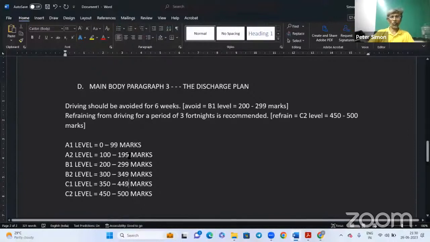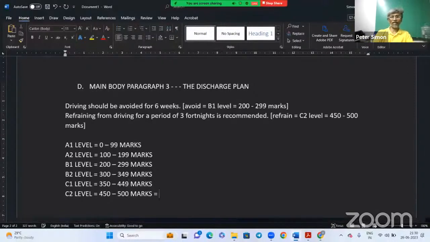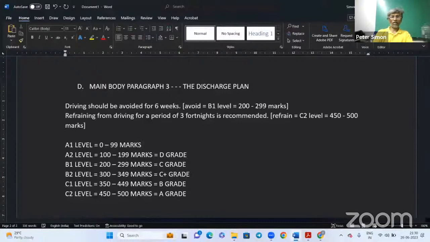So these grades in OET, let us take these grades in OET. This is equal to what grade? A grade in OET. This is equal to B grade in OET. This is equal to C plus grade in OET. This is how your marks you will get. This is equal to C grade in OET. And this is equal to D grade in OET. And this is equal to E grade in OET.